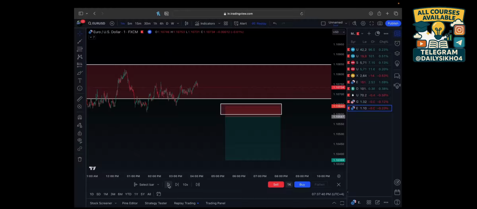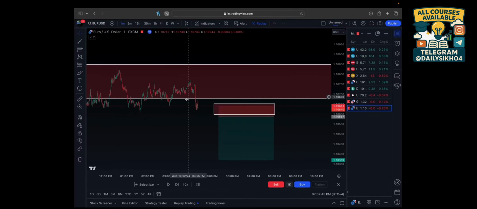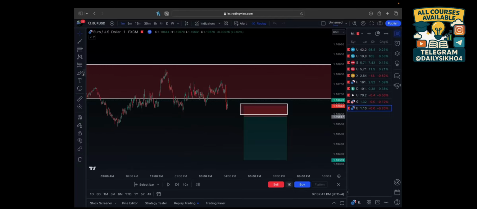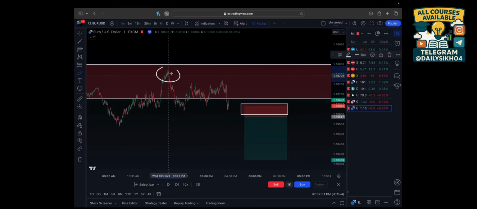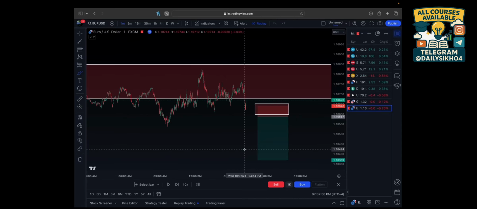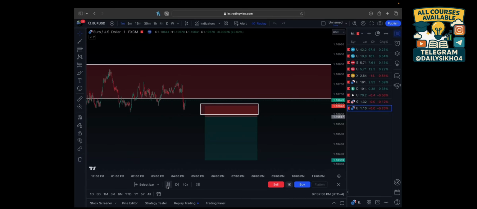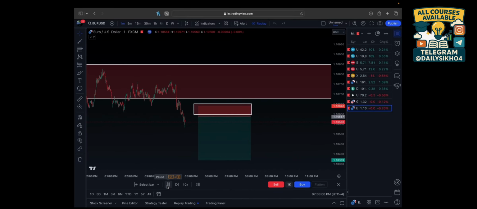No, the bias is still valid. The setup is still valid. I can literally see that the price is doing what I am expecting it to do. The price made a smart money move, took out the smart money traders, made a trap, and started going down. And that told me that my analysis is pretty much correct.